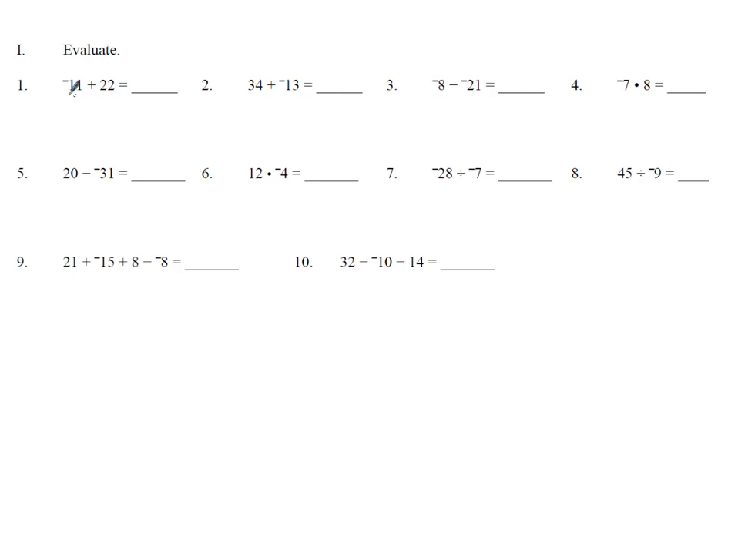So in this first problem, we've got negative 11 plus 22. Our signs are different, so we subtract our numbers. 22 take away 11 is 11. The 22 is farthest away from 0, so it's a positive 11.